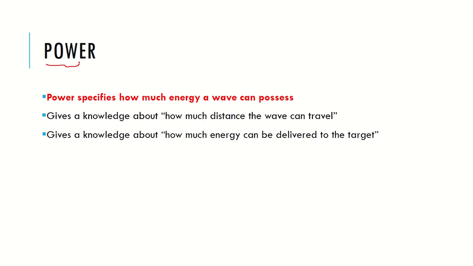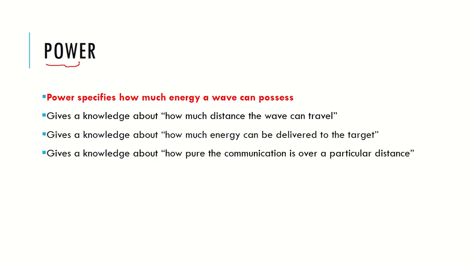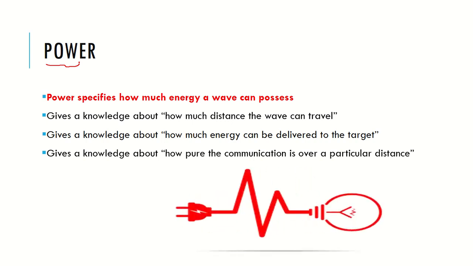It can say how much distance a wave can travel. It can say how much energy can be delivered. And it can also say how pure, or without distortion, my particular signal has reached my receiver side. So if my signal has reached without distortion, if I've conveyed full energy, if I've traveled much distance, we can say that my signal is a very, very powerful one.